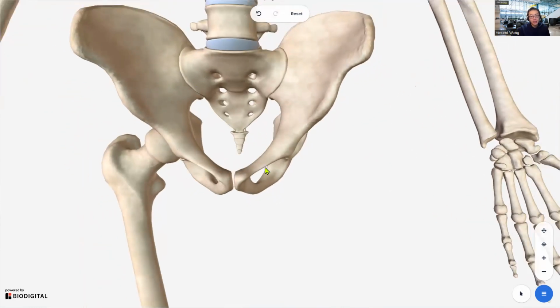This hole here is the constraint that determines how early the baby has to come out. If the baby grows too big and stays too long, beyond 40 weeks or so, then they might be physically too big to fit through this opening, and then we might have to do a C-section.